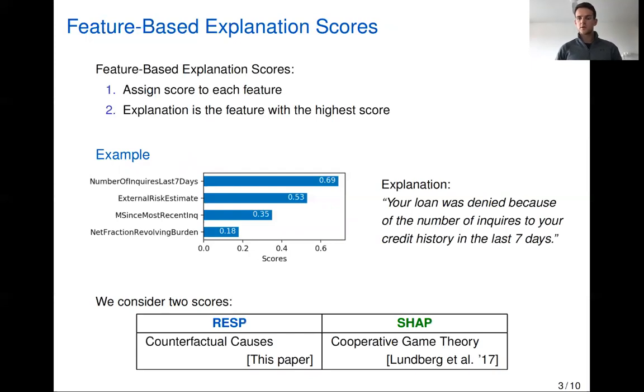We consider two such explanation scores. The first one is the RESP, or responsibility score, which is presented in this paper. And it is based on the notion of counterfactual causes. The other score is the SHAP score, which is based on the notion of the Shapley value from cooperative game theory. And it has been previously used particularly in the medical domain. So in the following slides, I want to briefly introduce these two scores.